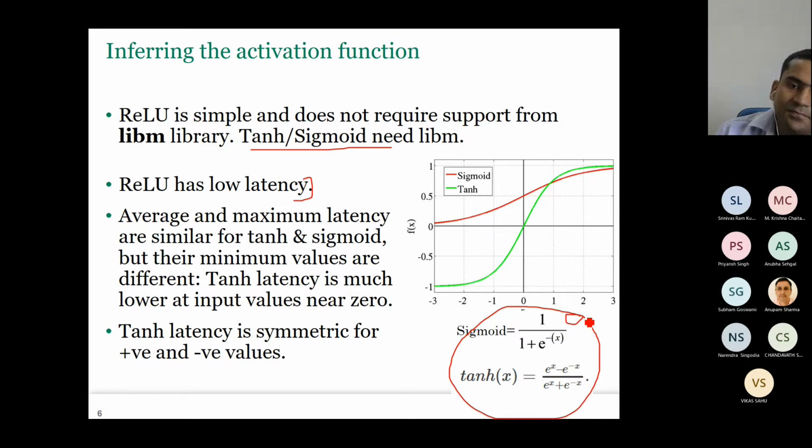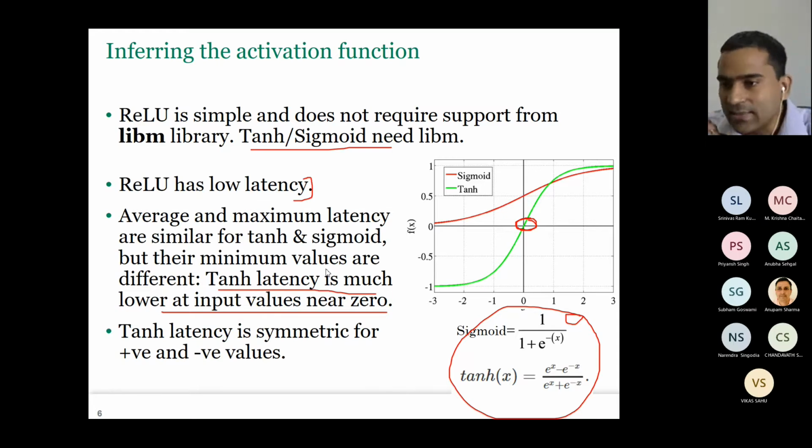So what are the characteristics? Tanh latency is symmetric for positive and negative values. And tanh latency is much lower at input values near 0. So near this point, tanh will have very small latency. The minimum values of tanh and sigmoid are also different. These are different observations made by different researchers.